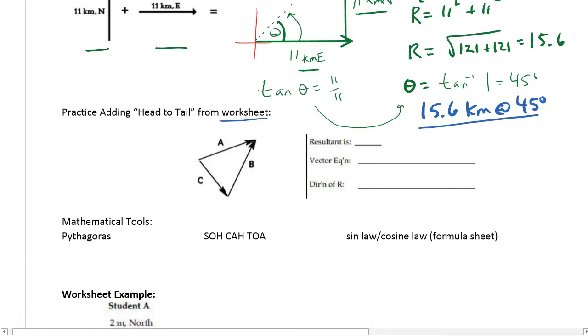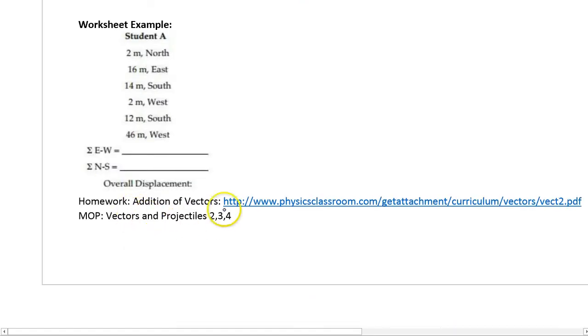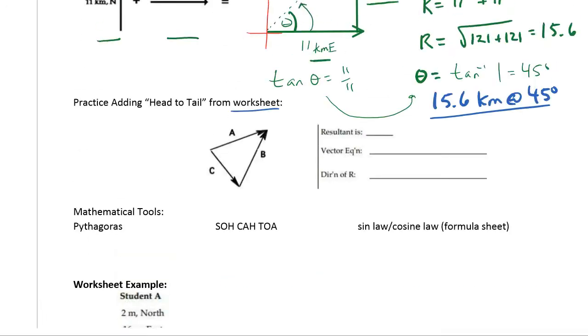So there's a worksheet. Here's the worksheet for you to do at the end. This one is vectors 2. It's called addition of vectors. So I just took a couple examples just to help you along the way. When it has a diagram like this and it says resultant is blank, they want you to choose either A, B, or C, which one's the resultant.